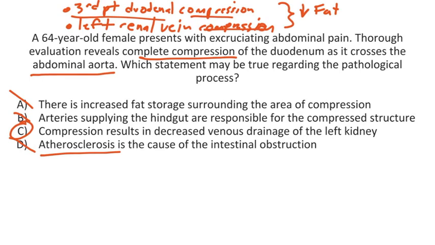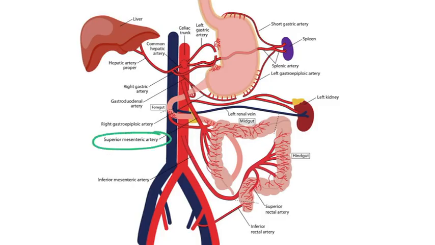Compression results in decreased venous drainage of the left kidney. And we know that's true because the left renal vein is one of the structures that crosses this area. Going back to this image, we clearly see the superior mesenteric artery supplying the midgut, and it can compress the third part of the duodenum and the left renal vein. And that concludes this section.